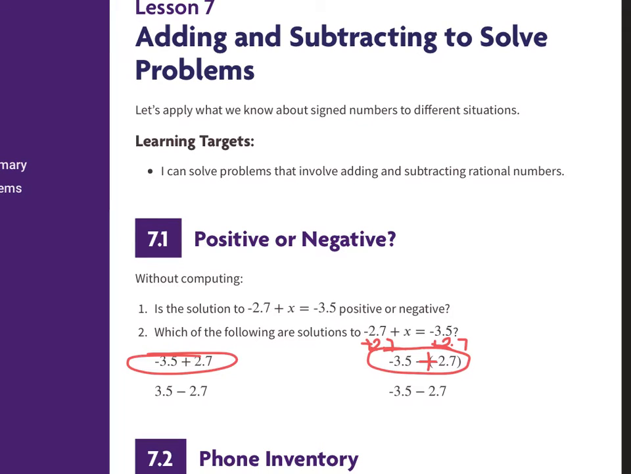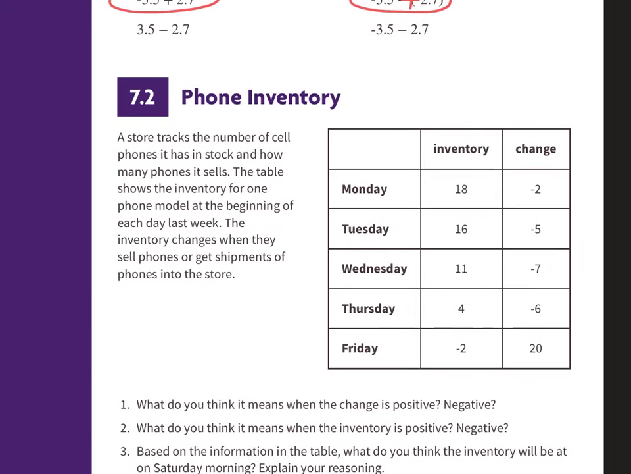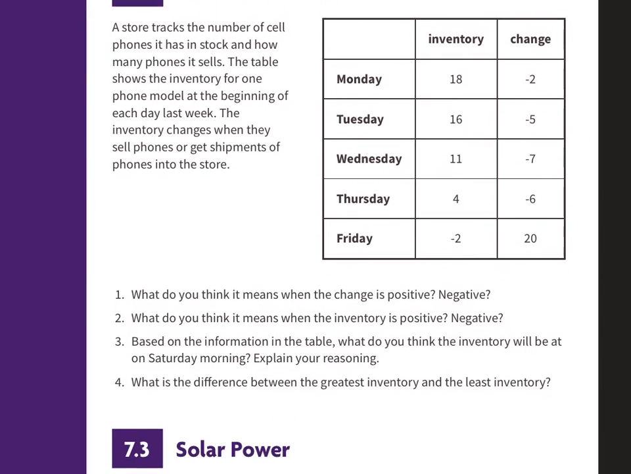All right? So, turning to page 62. The store tracks the number of cell phones in stock and how many phones it sells. The table shows the inventory for one of the phone models at the beginning of each day last week. The inventory changes when they sell phones or get shipments into the store. So if they sell phones, the change is going to be negative. If they get phones into the store, the change is going to be positive.